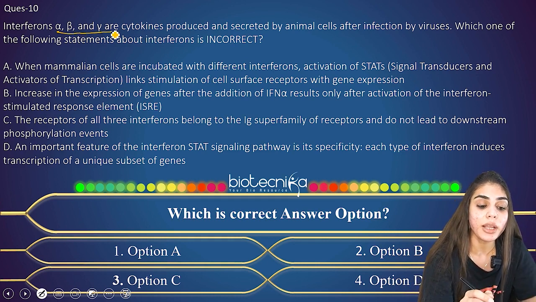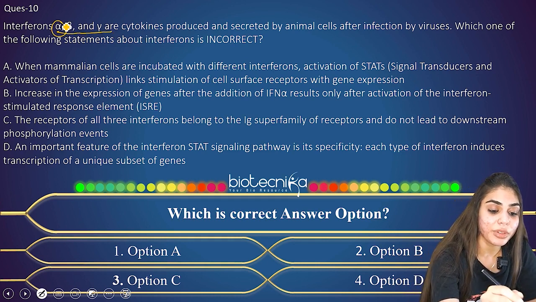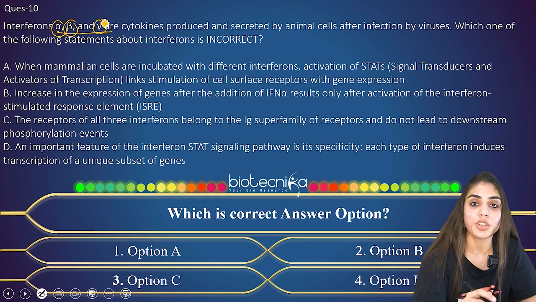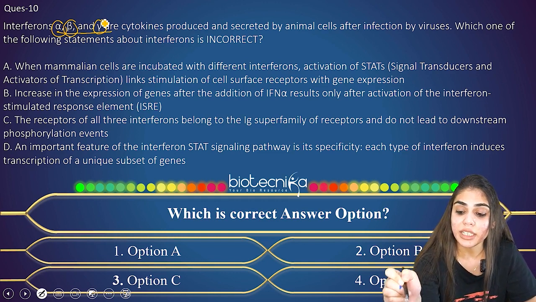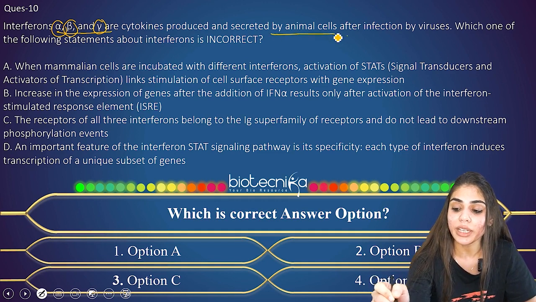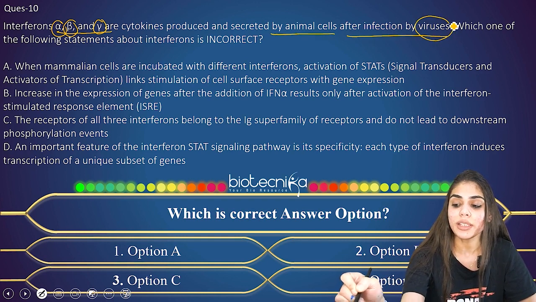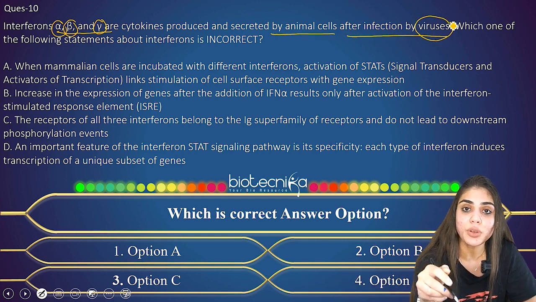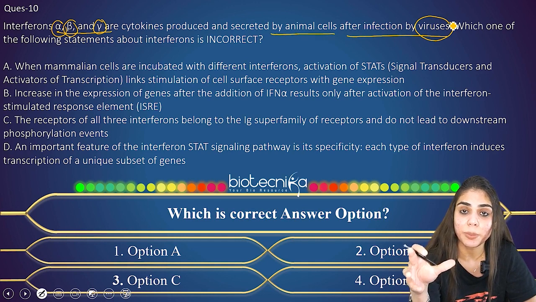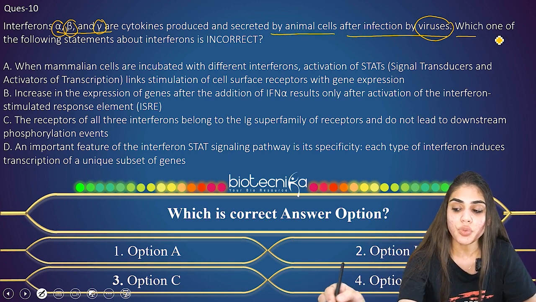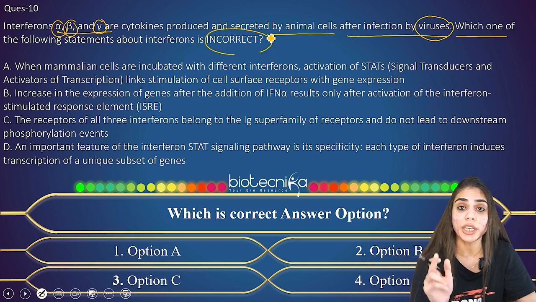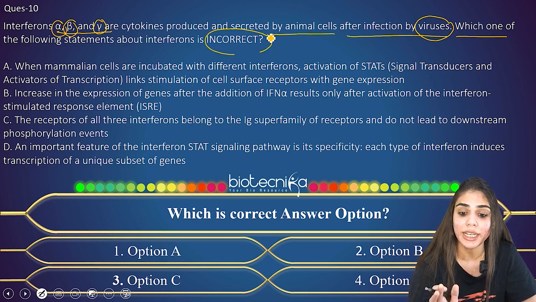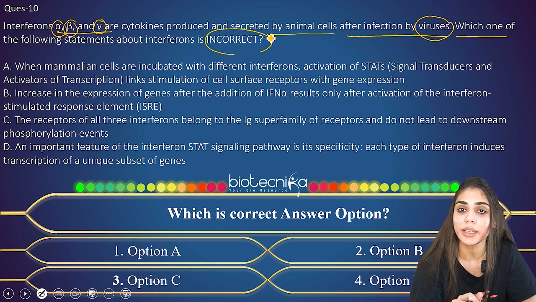Alpha is produced by different types of leukocyte cells, beta is produced by fibroblast cells, and gamma is produced by infected cells. These are cytokines that are produced and secreted by animal cells after infection by viruses, which is very true. So all these interferons are produced when the cell is infected by any kind of virus. Which one of the following statements about interferon is incorrect? So you have to make sure that you are reading the question correctly, and it is asking about the incorrect option.